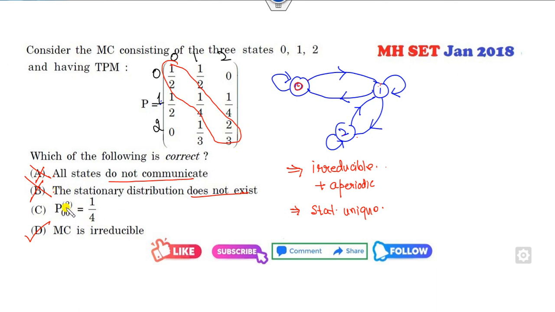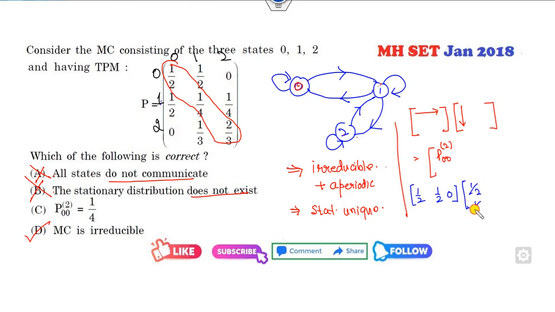Fine. Now, P00(2). How can you find P00(2)? That means P squared. How can you find P squared? You will get the first entry as P00(2). That means first row, first column, I can multiply them. So that means half, half, 0, and first column is half, half and 0. That is my P00(2). So what is the answer? 1 over 4 plus 1 over 4. That is half. But the option said 1 over 4. That is the wrong answer. Fine. So that is the answer to this problem.